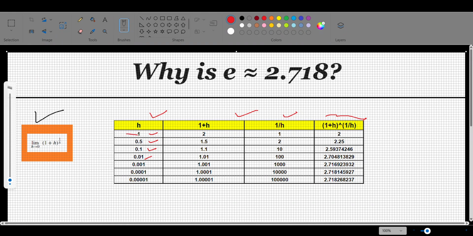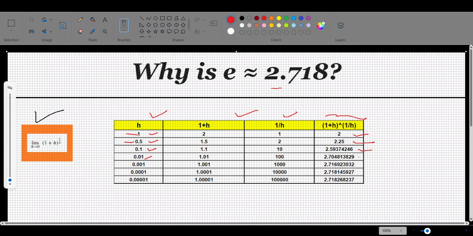Okay, so let's have a look at it. When h is equal to 1, the entire equation is equal to 2. So at least we got the first value of 2.718, the integer part. Then h equals 0.5, and we see that the equation has now resulted in 2.25. So we are slowly getting closer to 2.718. So let's decrease h further, make it 0.1, and we see that the equation is equal to 2.59. That's much closer. We're coming really close to 2.718 now.